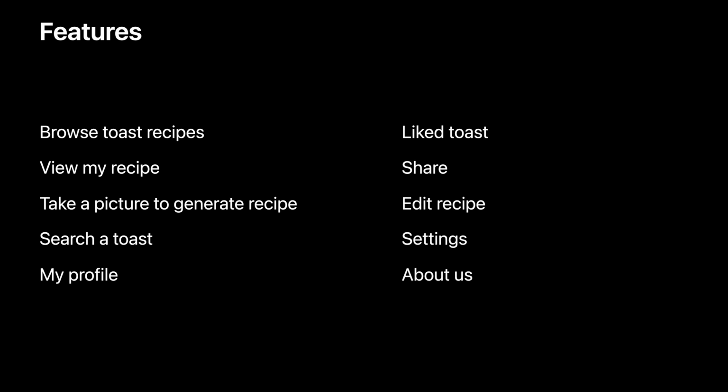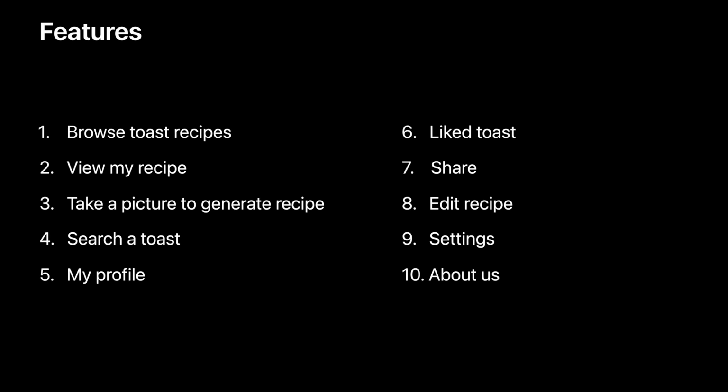When we were designing Toasty, we wrote down a list of all the important features of our app. These are a lot of features, and there's no way they're all going to fit into one screen. We really need to prioritize which features are important so that we're not trying to cram all of them onto one screen. So we ordered a list of features by their level of importance.